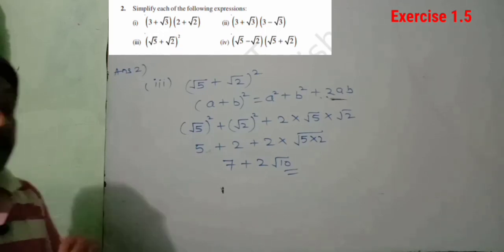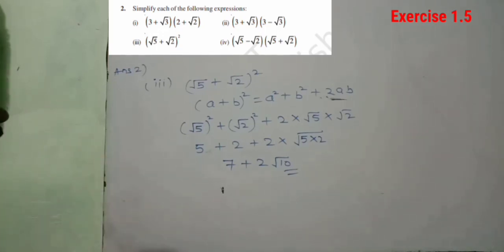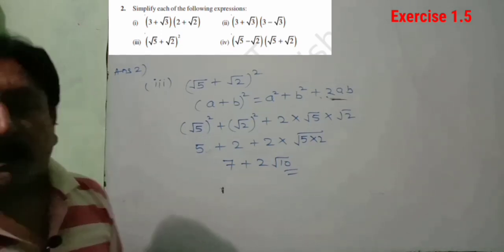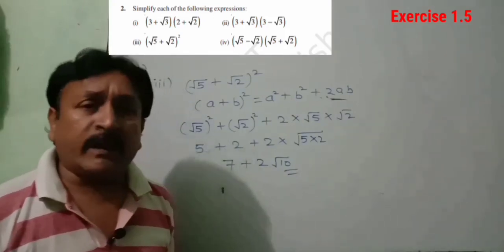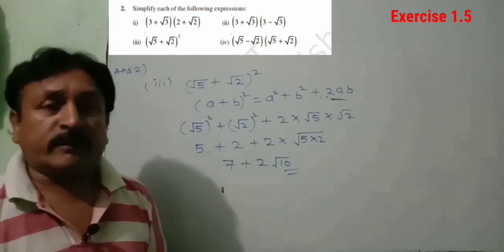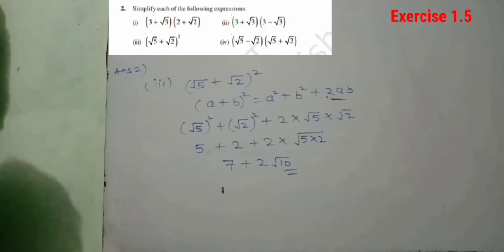And one thing more, just see the part 4th. Part 4th is just the same like part 2nd. In this part also you have to use that identity a plus b, a minus b, in which you will get your answer. Okay. See it and read question number 3 now.